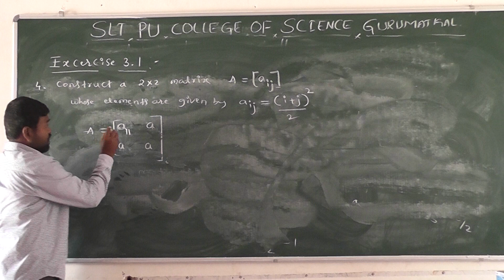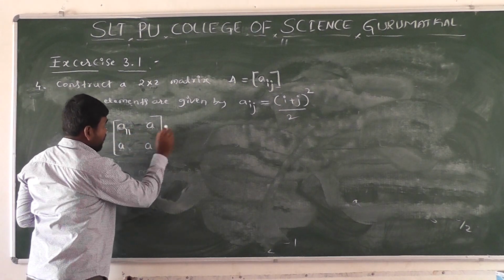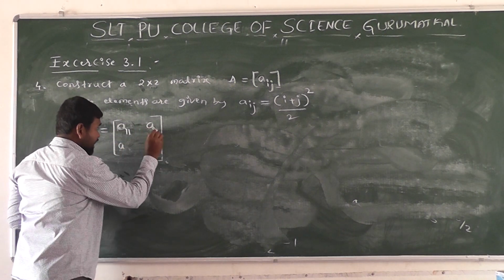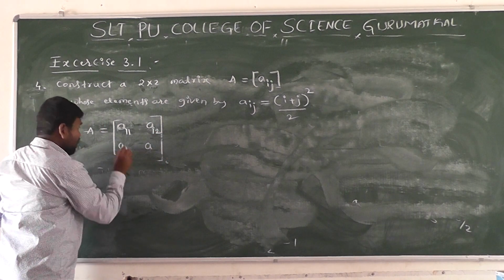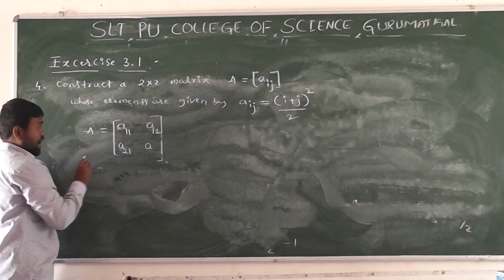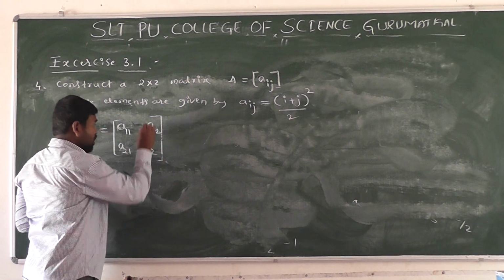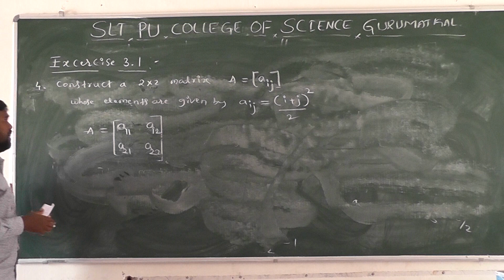First column. And this is the element of which row here? First row. And which column? Second column. And this is the next, which row here? Second row. Which column? First column. And this one is the second row, second column element. Right? Whose elements are given?